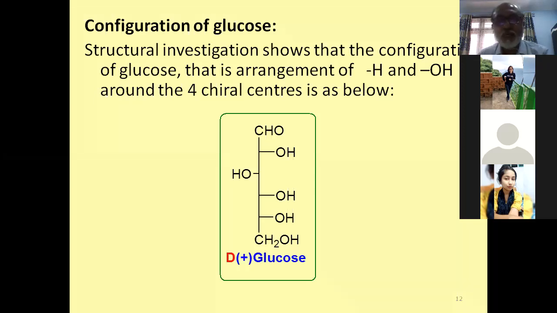That means the H and OH groups are arranged in this manner: right, left, right, right. So this is the structure that we got. All right, so we have come up to this stage. This is the open chain structure of glucose.